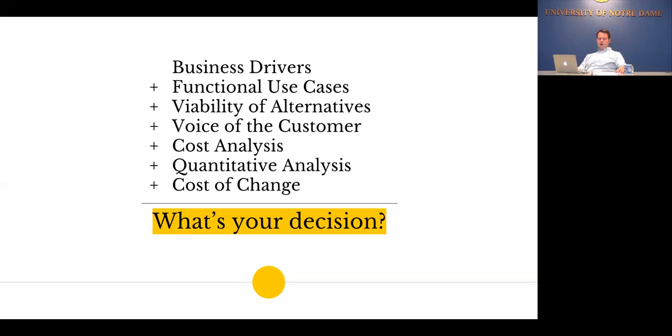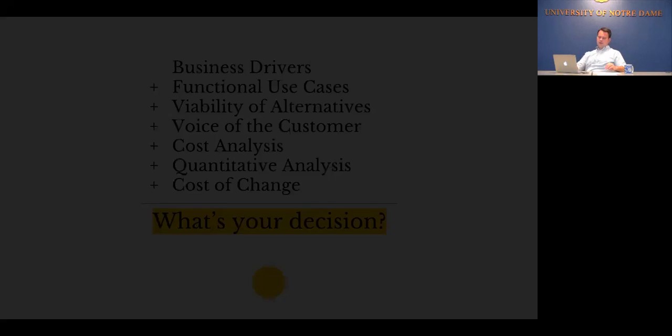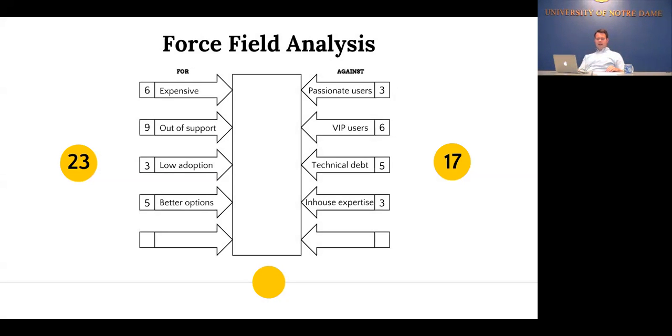So now we need to take all of these inputs, the business drivers, the functional use cases we talked about, the viability of the alternatives and the voice of the customer, how they're feeling, what they're doing and how they're doing it, the quantitative side of things, and thinking about the cost of what that change might look like, and add this all up to what is your decision? How do you make that decision? So there's a tool called a force field analysis that can help with this.